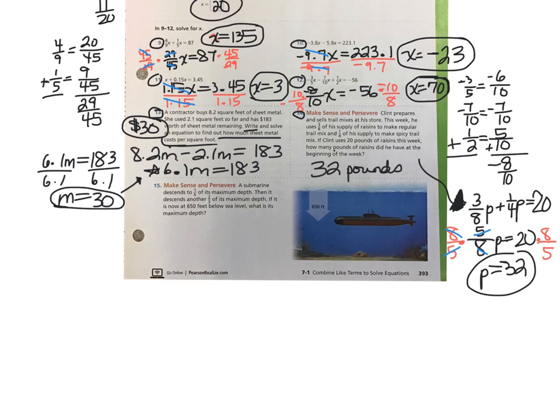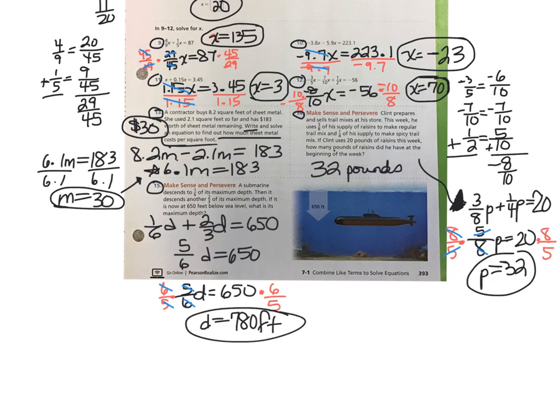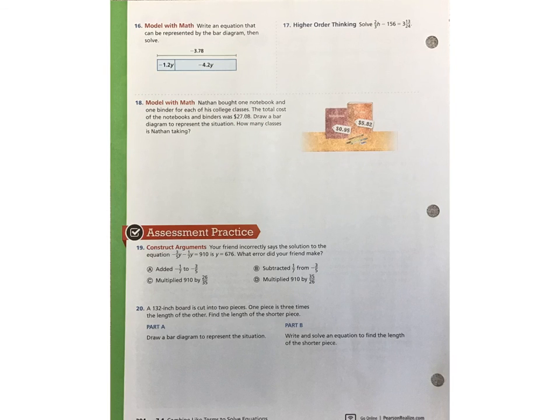For number 14, if you add your two fractions together and then you use your reciprocal fraction, you should get that the number of pounds of raisins he had at the beginning of the week was 32. Now I'd like for you to try number 15 before we move on to the back page. And for number 15, the maximum depth of that submarine would be 780 feet below sea level. On the back, I want you to go ahead and try 16, 17, and 18, and then come back and check your answers.